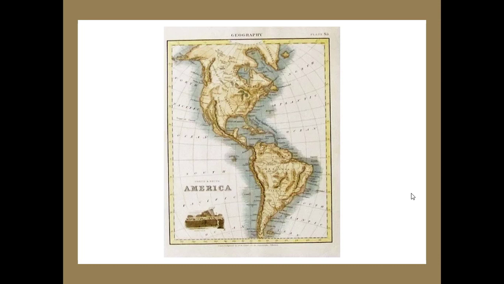The obsession for trade goods, especially from China, began the exploration phase of history that resulted in North and South America being found by Europeans. They didn't know it was there. One more time. The obsession for trade goods, especially from China, began the exploration phase of history that resulted in North and South America being found by Europeans. They didn't know it was there. Okay, so that is the end of supplemental lecture number one.